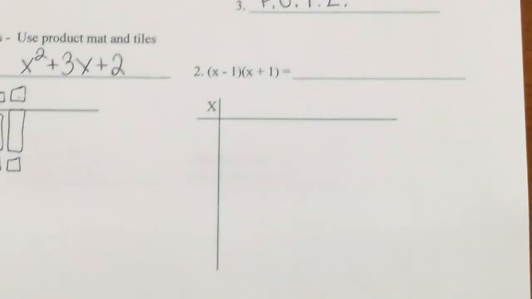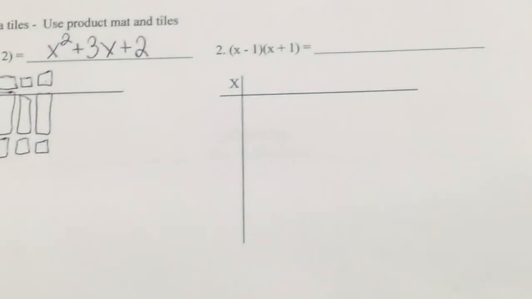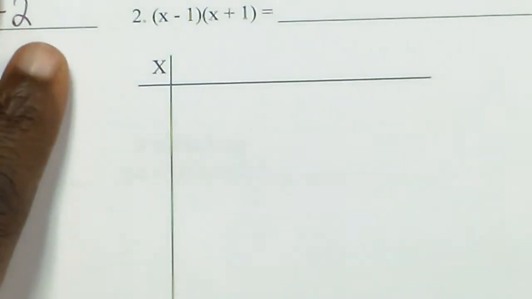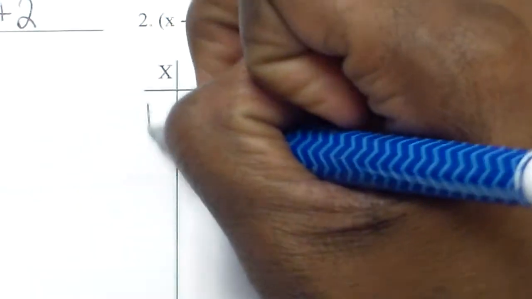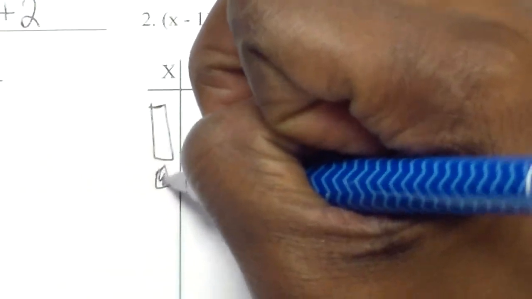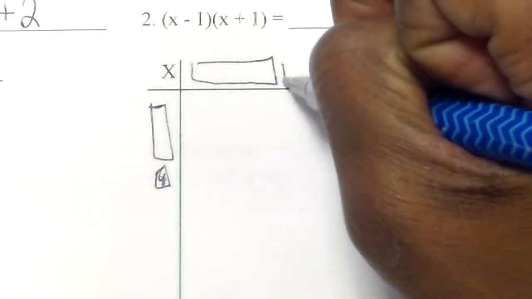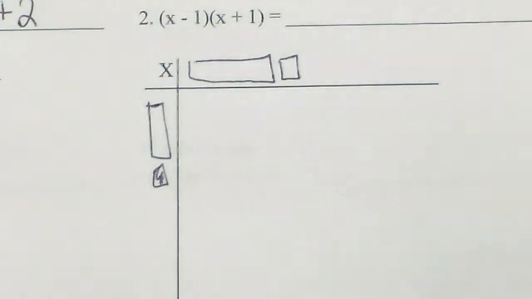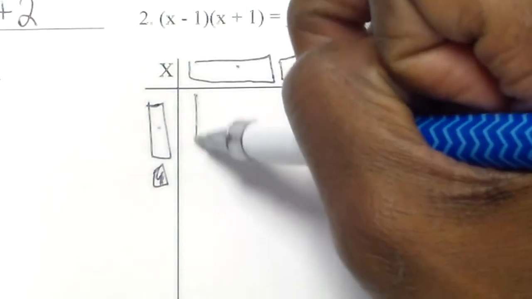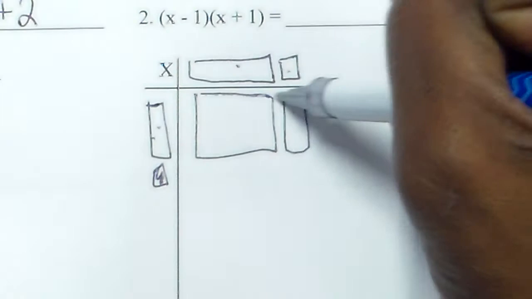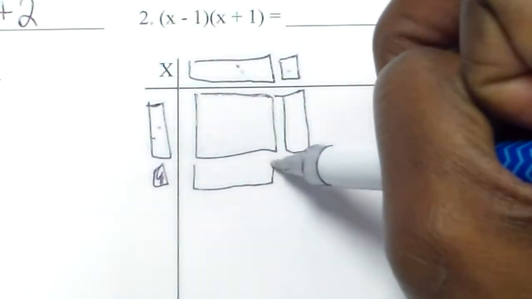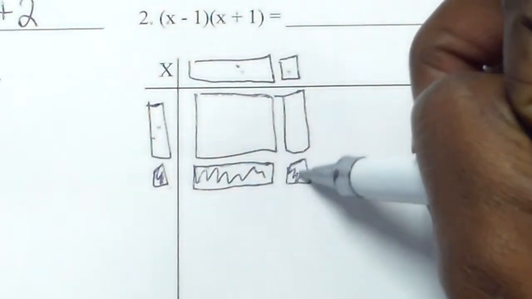And the next one. We have x and a negative 1, and a positive x and a positive 1. We're going to multiply x times x, and that gives us x squared. X times 1 gives us x. X times negative 1 gives us negative x. And negative 1 times 1 is going to be negative 1.